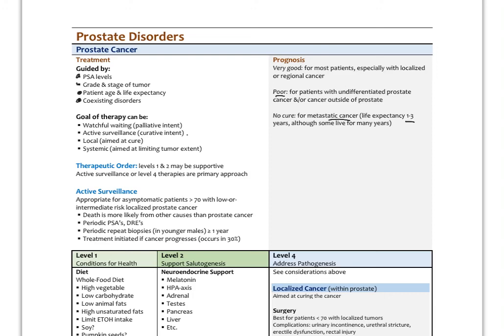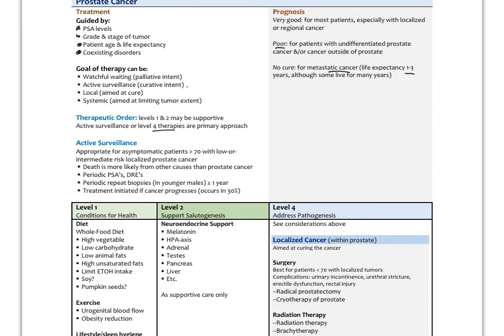The therapeutic orders level 1 and 2 can be supportive, but usually with prostate cancer itself, we're going to need to go to level 4 therapies. That's the primary approach. Now, active surveillance, I just want to say a little bit about that. This is appropriate for asymptomatic patients over 70 with low or intermediate risk of localized prostate cancer. Death is more likely in those patients from other causes than the prostate cancer.